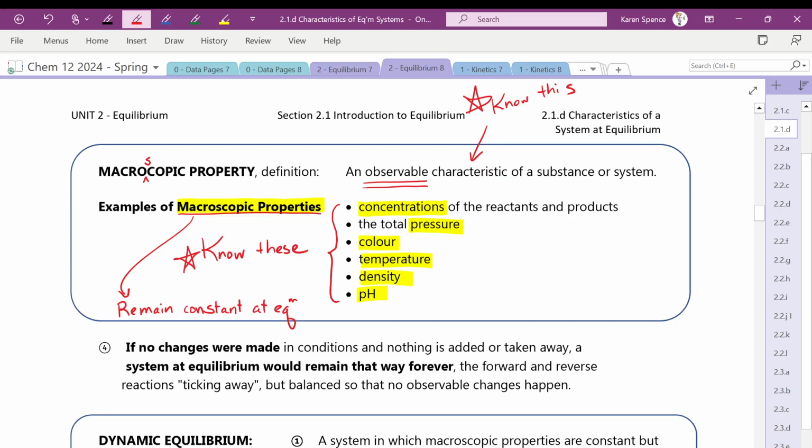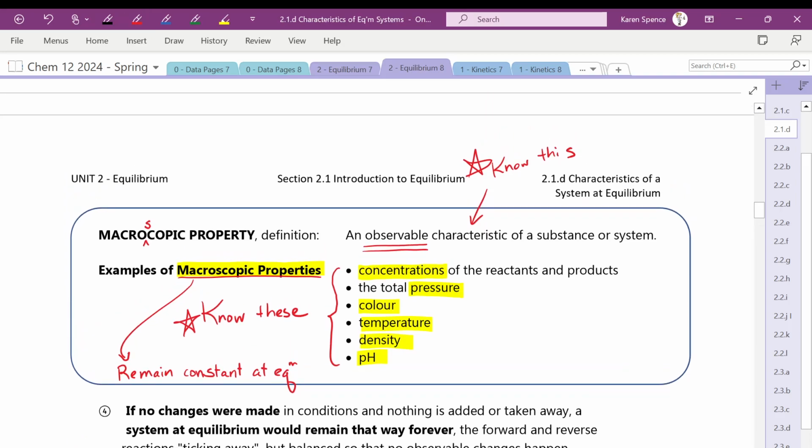So now we're going to skip over where it says number 4, and we're just going to go to dynamic equilibrium. But before you read there, what I would like you to do is define dynamic equilibrium to your neighbor. So talk to your neighbor about what is a dynamic equilibrium, or you can just talk to yourself about what a dynamic equilibrium is.